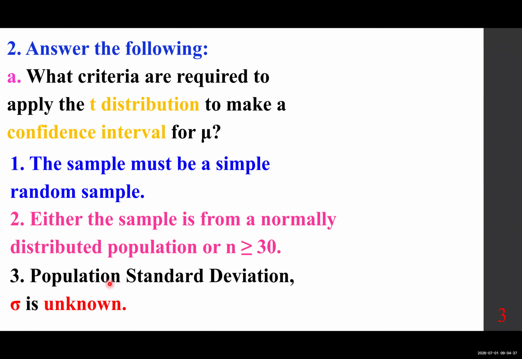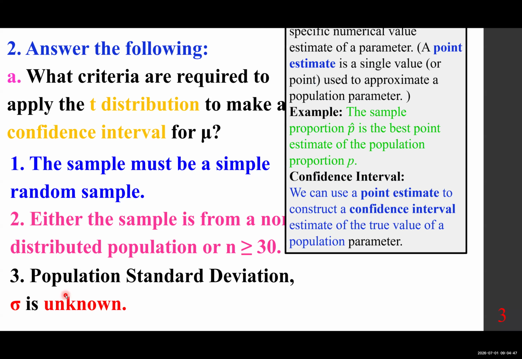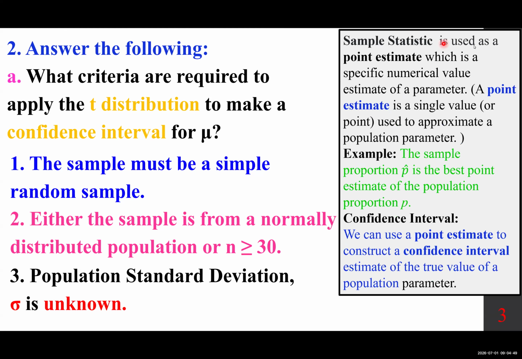Number three, the population standard deviation, meaning sigma, is unknown. When sigma is missing, we use the t distribution. If it's given, we use the z distribution. So having said that, a sample statistic is used as a point estimate, which is a specific numerical value estimate of a parameter. A point estimate is a single value or point used to approximate a population parameter.